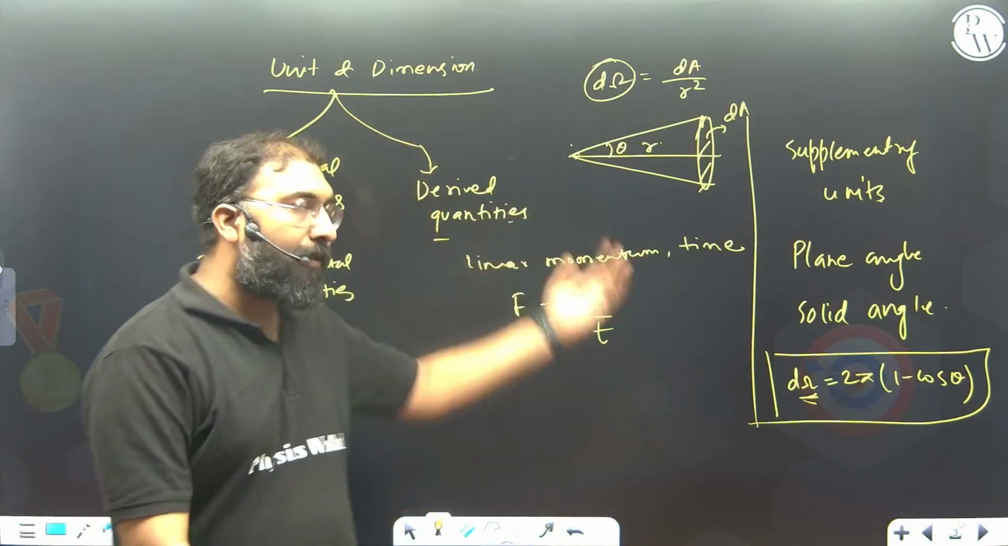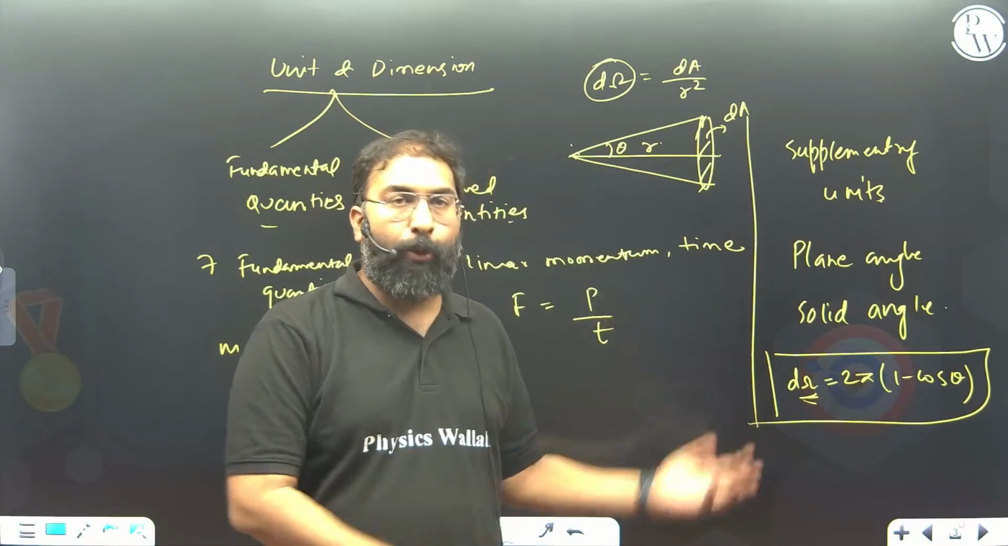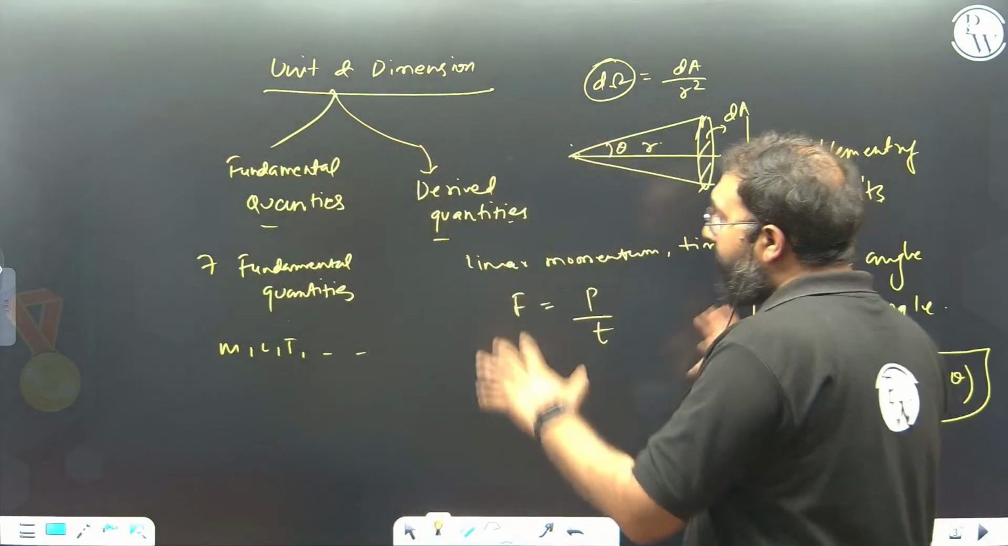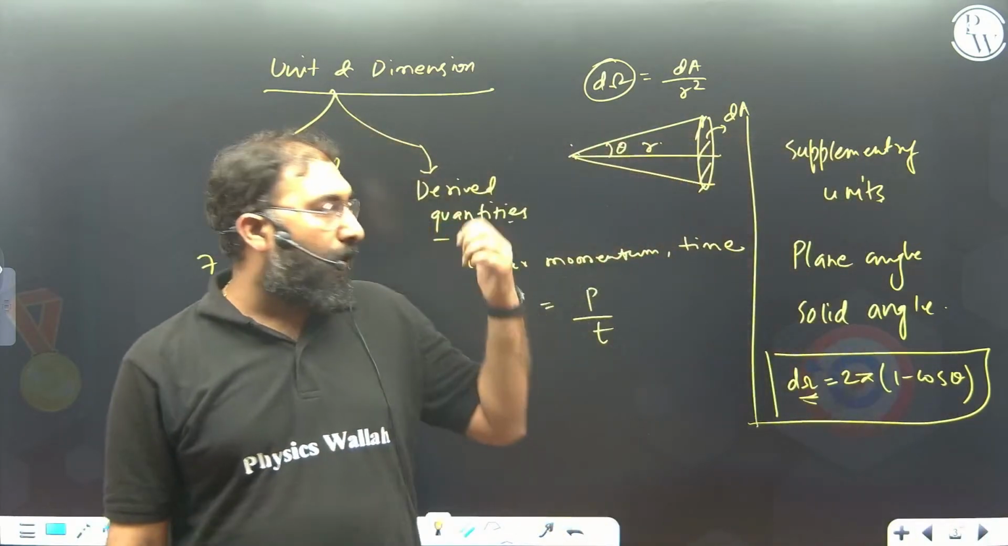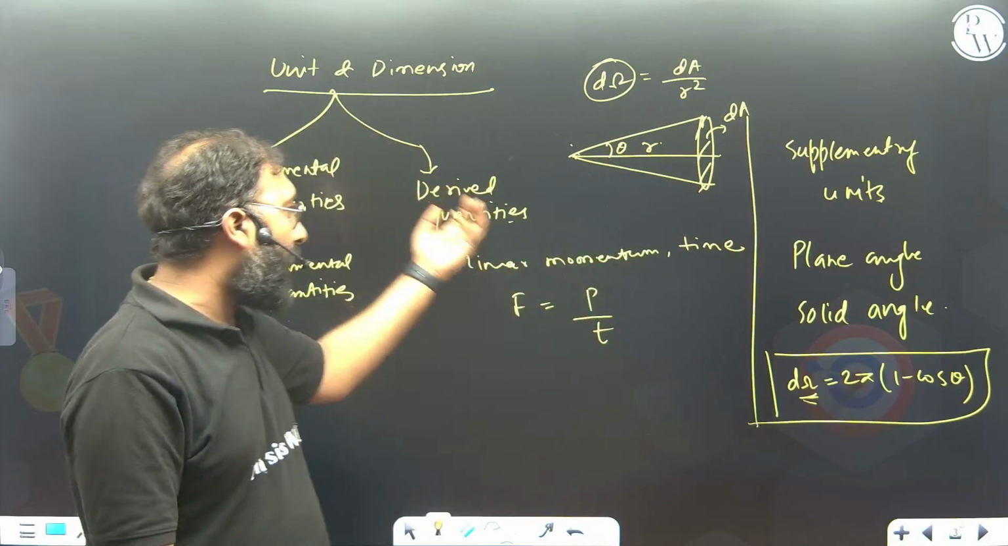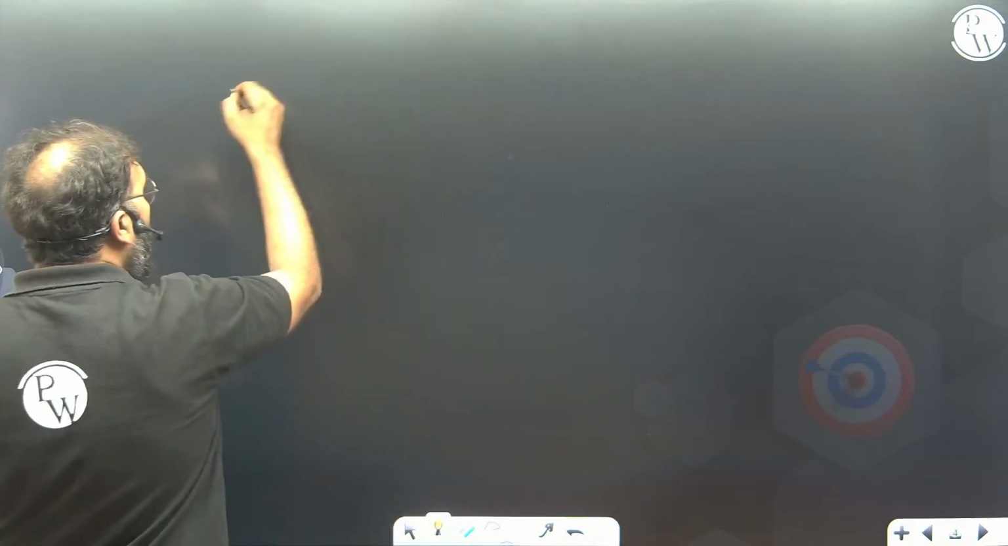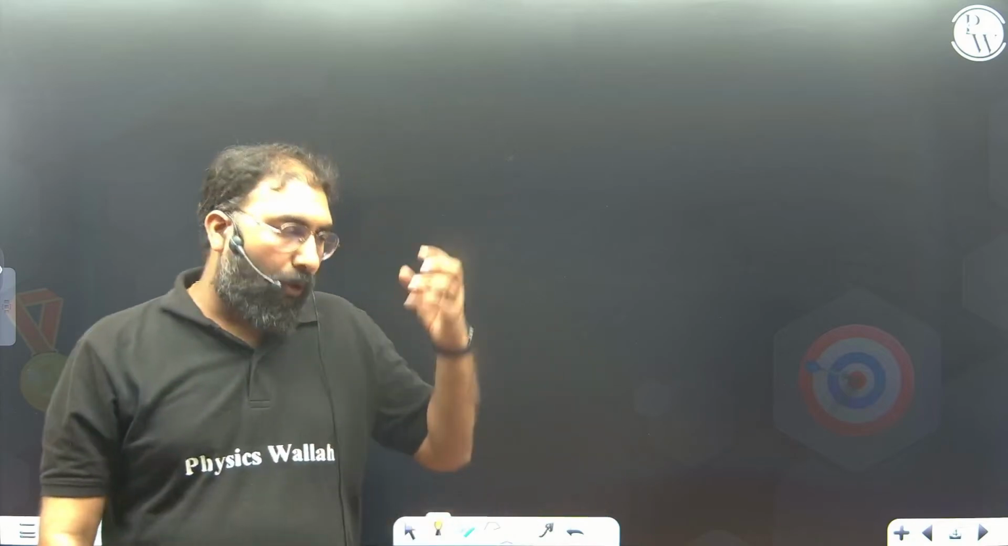We'll be discussing it when we do questions based on flux and all in electrostatics. So this is our fundamental physical quantities we have. Then we have derived quantities and all. So now coming to what is dimension, right? What is dimension? When we want to write down a physical quantity in terms of fundamental quantities, this concept is what we call the dimension of that physical quantity.